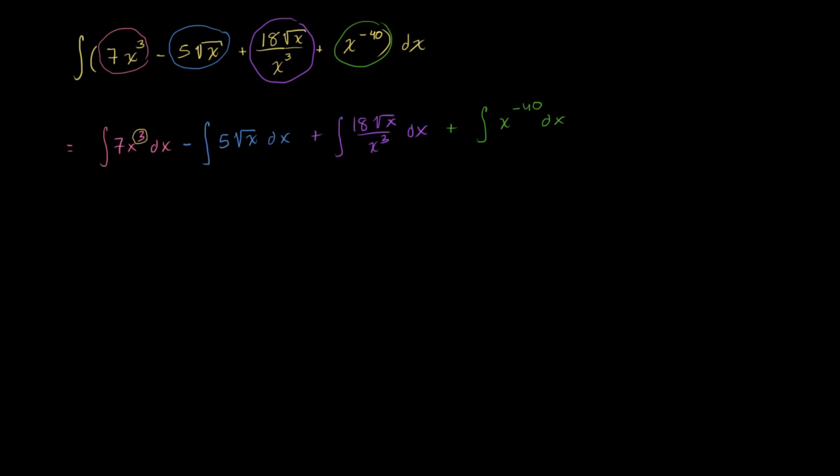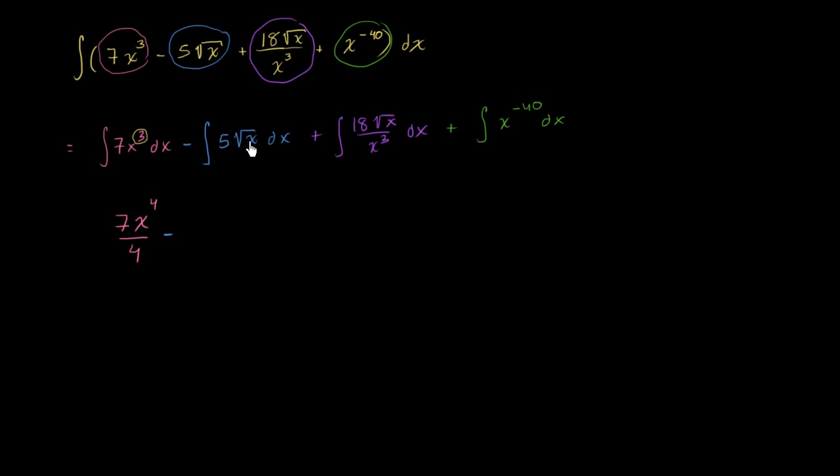Let me do that same pink color. It's going to be x to the fourth, and we're going to divide by 4. So x to the fourth over 4 is the antiderivative of x to the third. And you just have this scaling quantity, the 7 out front, so we can still just have the 7 out front. So we get 7x to the fourth over 4. Fair enough. From that, we're going to subtract the antiderivative of this.